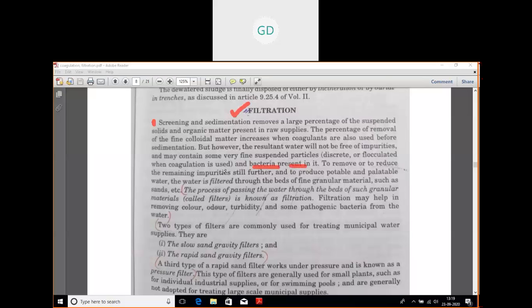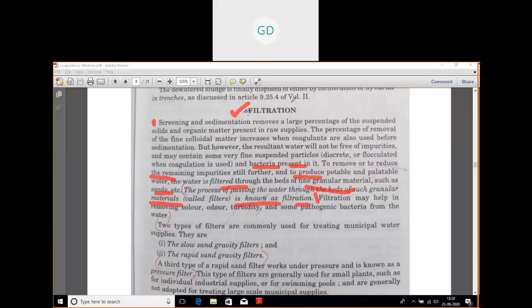To remove or reduce the remaining impurities still further and to produce potable and palatable water, the water is filtered through beds of fine granular material such as sand. So the process of passing the water through beds of such granular materials is known as filtration. You can write the important lines from here. What do you mean by filtration? You can write it from here, correct?